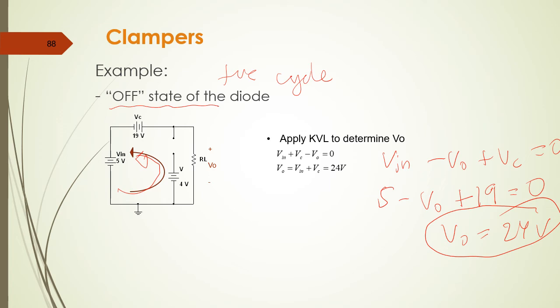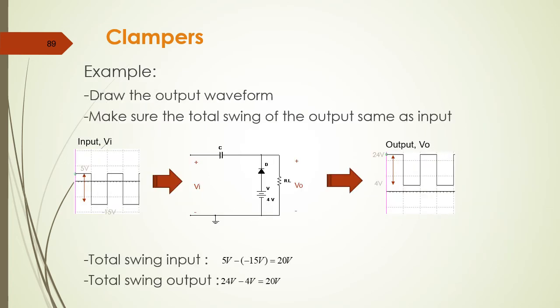is, again, see you at the next slide. The value of the negative cycle is 4 volt, the value of positive cycle is 24 volt. The range here is maintained, it is 20 volt difference. Again, this one is also 20 volt difference. So we have made sure that the total swing of the input and also the output is the same.